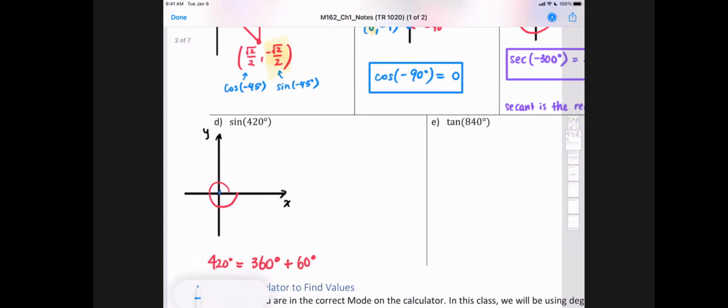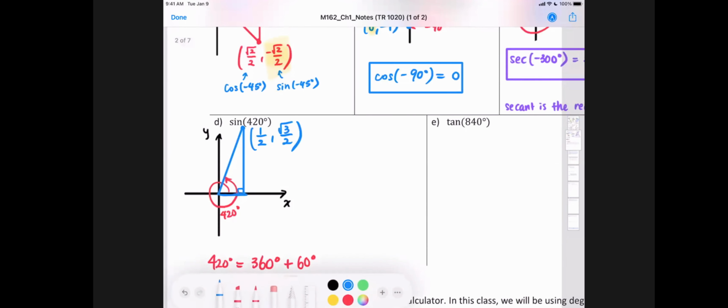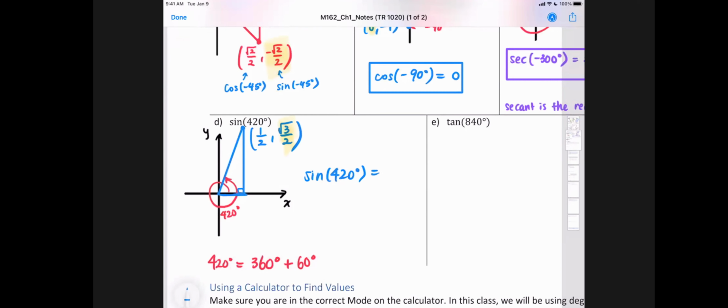I like to exaggerate a little more like this. So that would be 420 degrees of rotation. Then where we stopped, draw down to the x-axis. The shorter leg is the x coordinate, which is 1/2. The longer leg is square root of 3 over 2. If we want the sine, that would be our y coordinate. So sine of 420 degrees is equal to square root of 3 over 2.